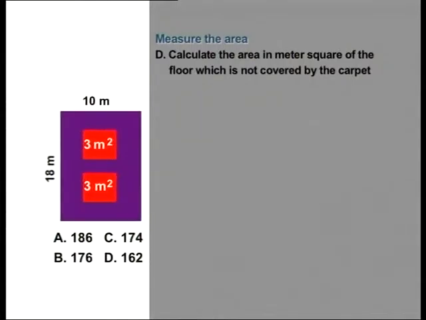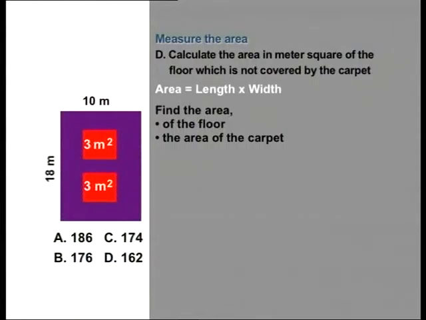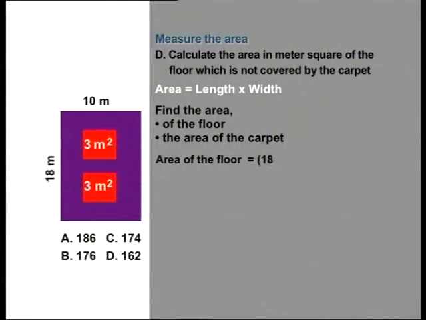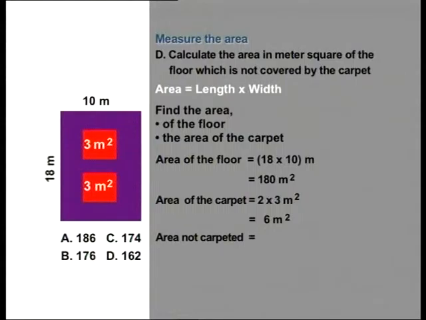The solution. Find the area of the floor and the area of the carpet. Remember, area equal to length multiplied by width. Area of the floor is 18 meters multiplied by 10 meters equal to 180 meters square. Area of the two carpets is 2 multiplied by 3 meters square equal to 6 meters square.